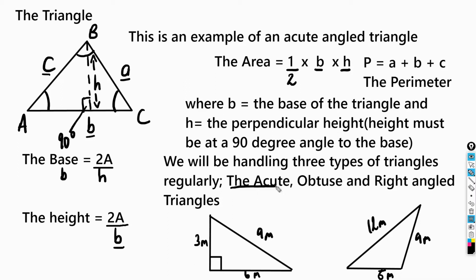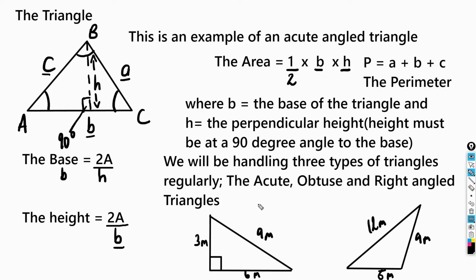And we will be handling 3 types of triangles regularly. One is the acute triangle, which is the one we did here. The next is the obtuse triangle, which is this one here, where this angle is greater than 90 degrees. This angle is probably about 110 degrees, so it's an obtuse triangle. And we'll be handling the right angle triangle, where this side here is at a right angle to the other sides. So these are the three types of triangles we'll be going through, and you're really gonna get used to them. We are going to do these over and over and very often.